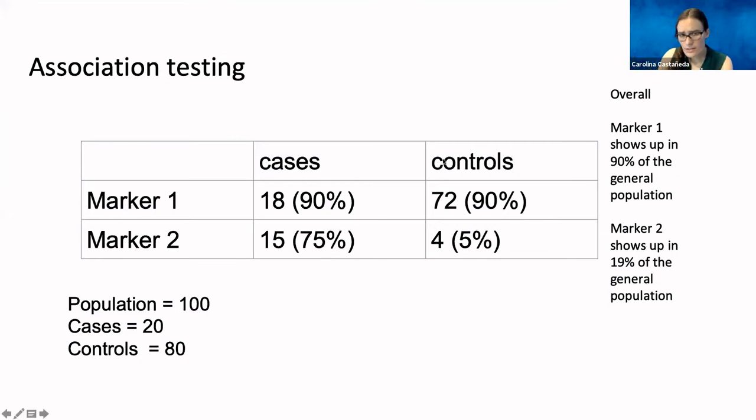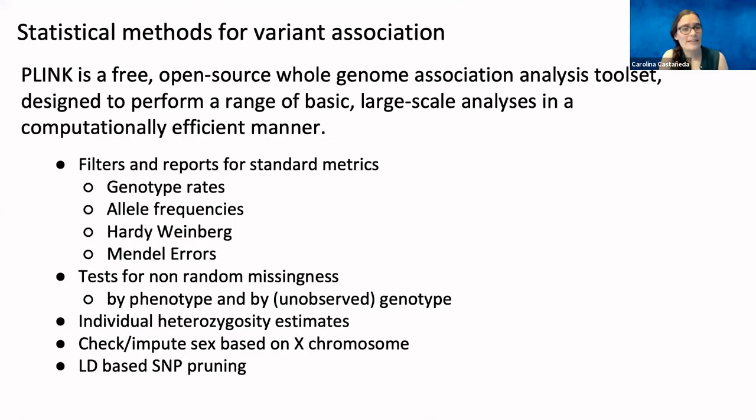And there are several tools that can help you do this statistical analysis. And the favorite one, for me at least, is PLINK. PLINK is a free, open source whole genome association analysis toolset that's designed to perform a range of basic large-scale analyses in a computationally efficient manner. And what PLINK does is it has a lot of tools inside.